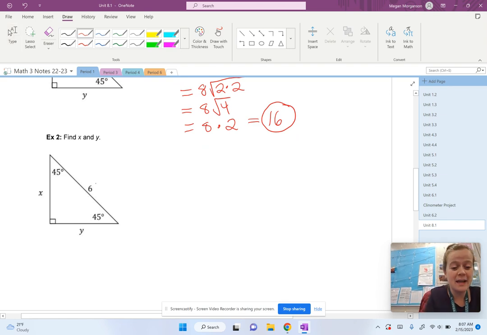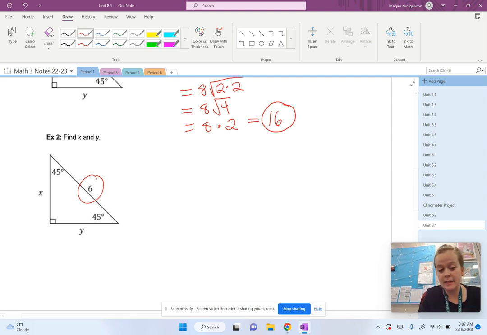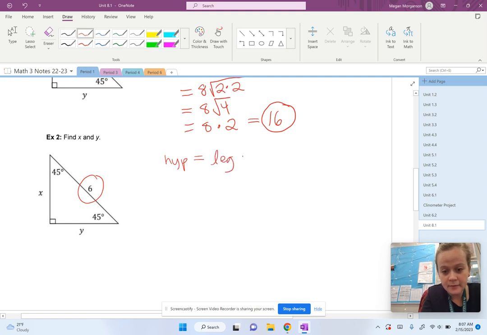And the next one, they give us the hypotenuse, but we have to figure out what the legs are. So remember, the hypotenuse is the leg times root 2. So I'm going to write that out. Hypotenuse equals leg times root 2. We know the hypotenuse right now. We know the hypotenuse is 6. We want to find the leg.